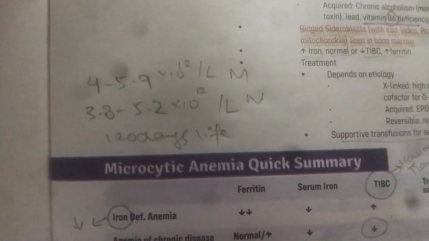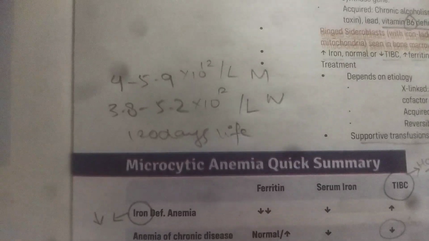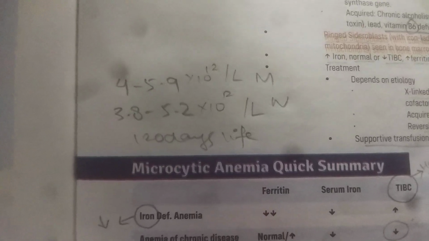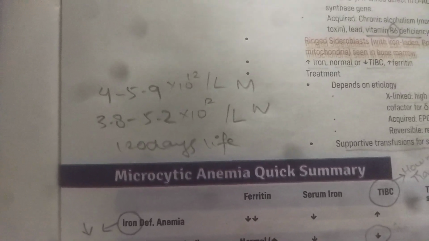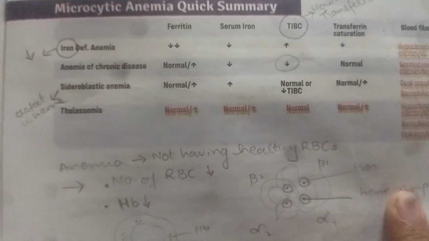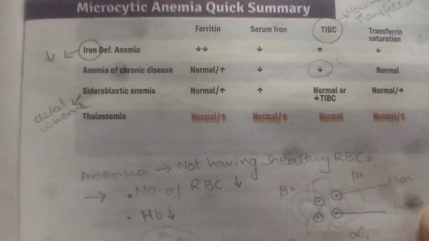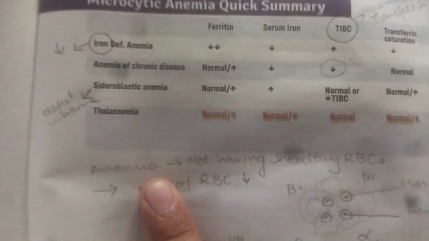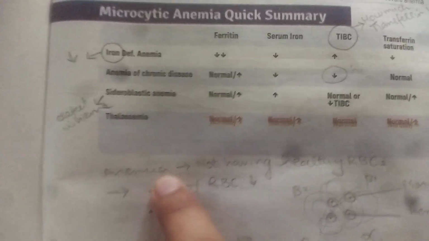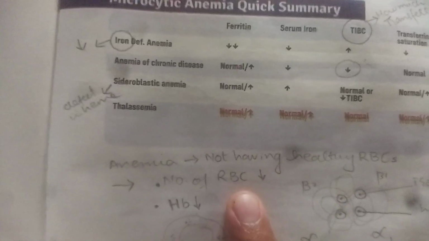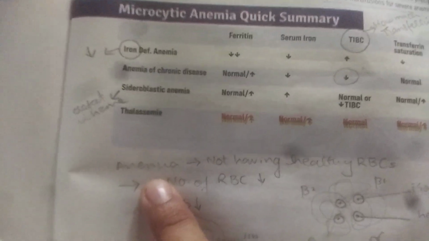What is the normal number of RBCs? In men it is 4 to 5.9 raised to the power 12, and 3.8 to 5.2 in women, and they have a 120 days lifespan. So anemia is not having healthy RBCs for enough time; normal time is 120 days. If they break down before 120 days, anemia would also be caused. So if there is low HB or low RBCs, then also anemia.